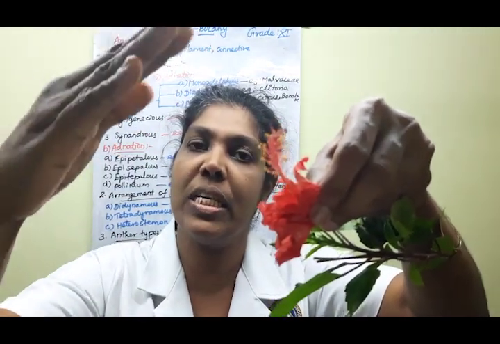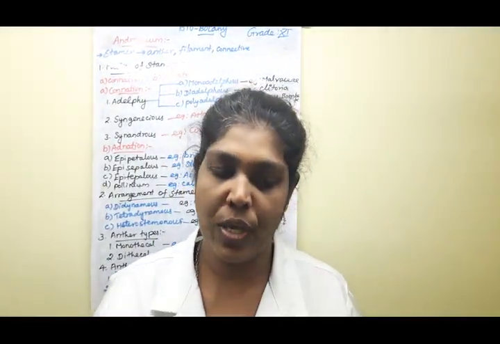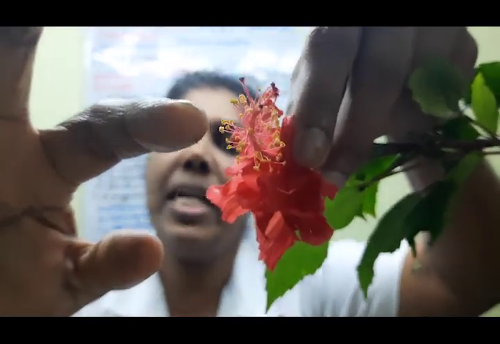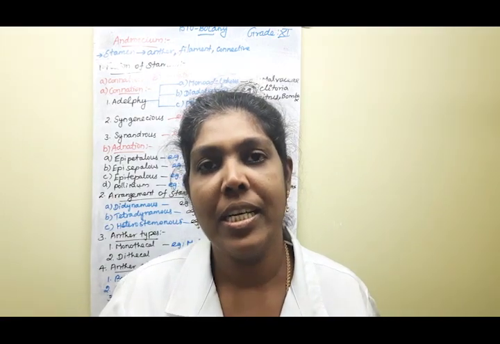Then the connective tissue: between the filament and the anther, connecting these two items, there is one tissue, children. That is known as the connective tissue. Understood? This is the yellowish part, and below it the red stalk is the filament. The connective tissue is present in the anther region, like a kidney shape, where they are attached. Understood? Say yes or no.